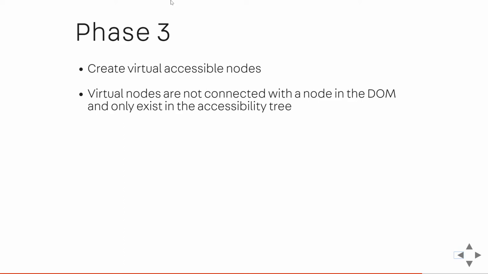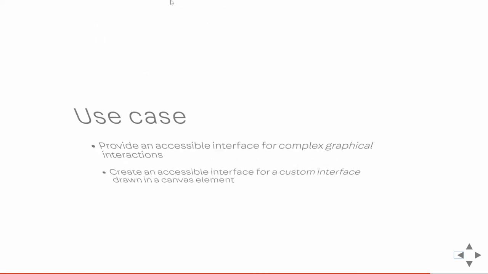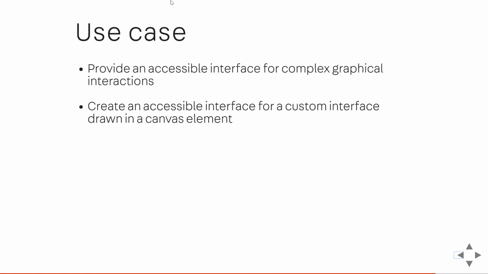Even though when we add phase three into the mix, you can create virtual nodes, and the virtual accessible nodes are nodes in the accessibility tree that are not related to nodes in your DOM. And that's when it will get pretty interesting, because those virtual nodes will be able to handle all those events as well. So the use cases for this are quite large and will be quite complex to implement, but it's good to have these possibilities because we will be able to build more accessible experiences online.